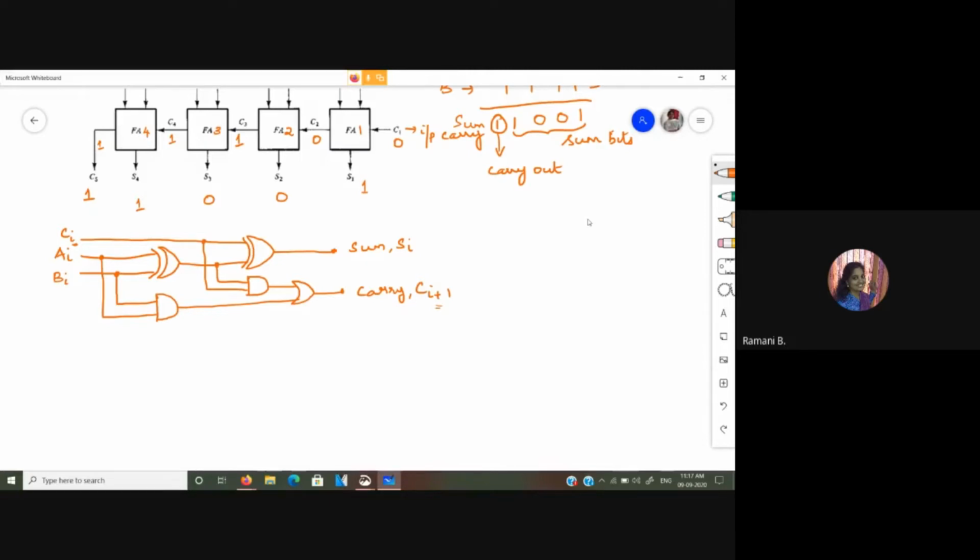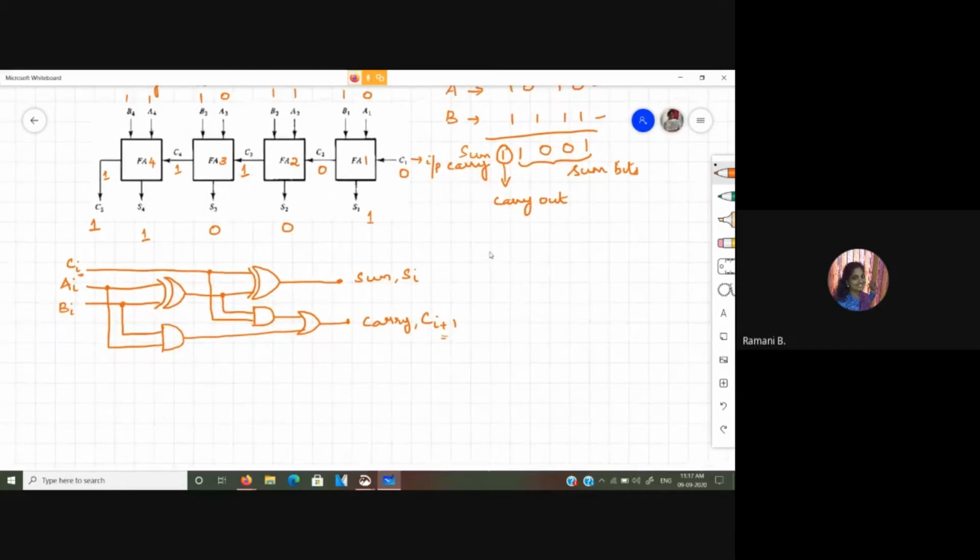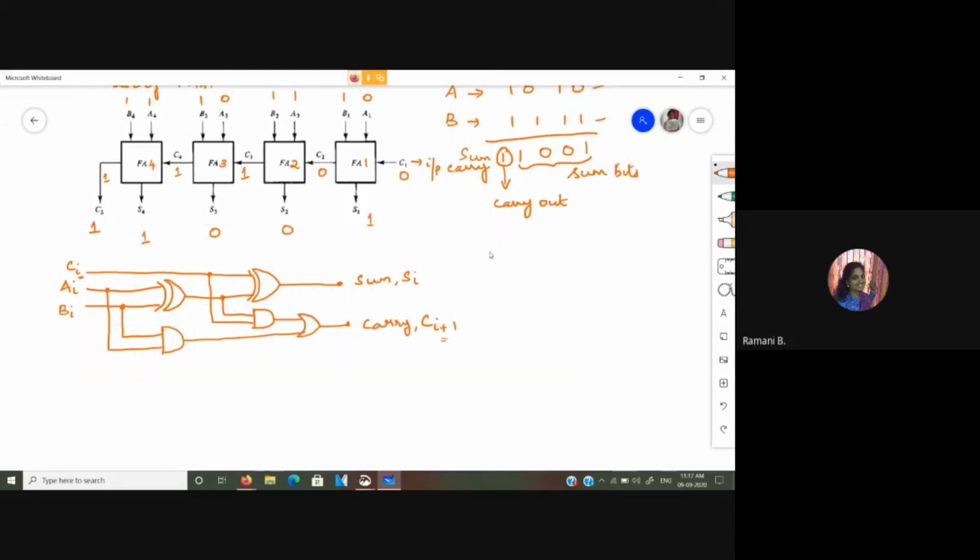So you have the inputs C1, A1, B1. C1, A1, B1 are the inputs in the first adder, and you get the sum as S1 and C2. Then the same way, C2, A2 and B2 are the inputs, and you get S2 and C3. Okay. So this full adder is present in each of these blocks.